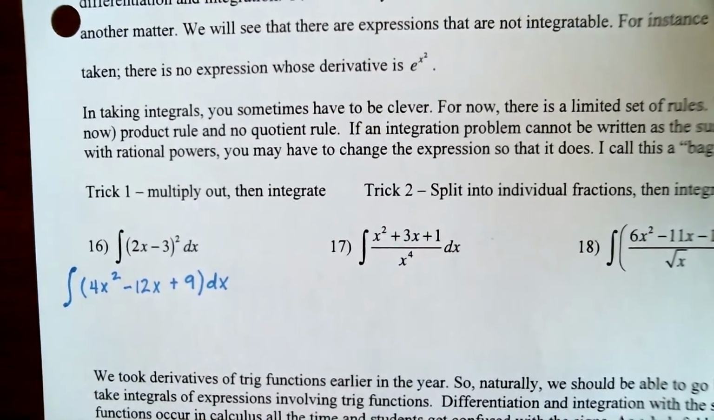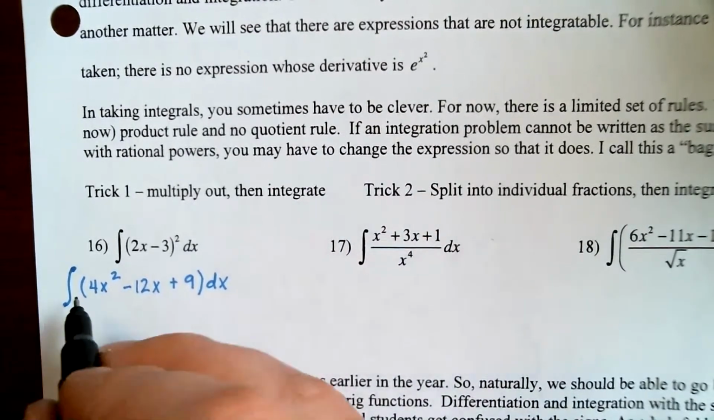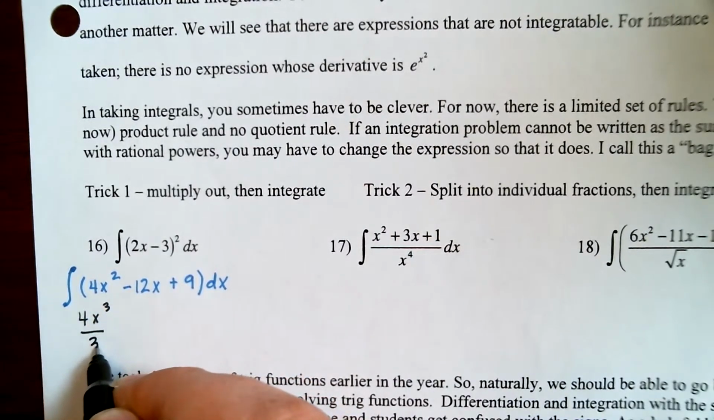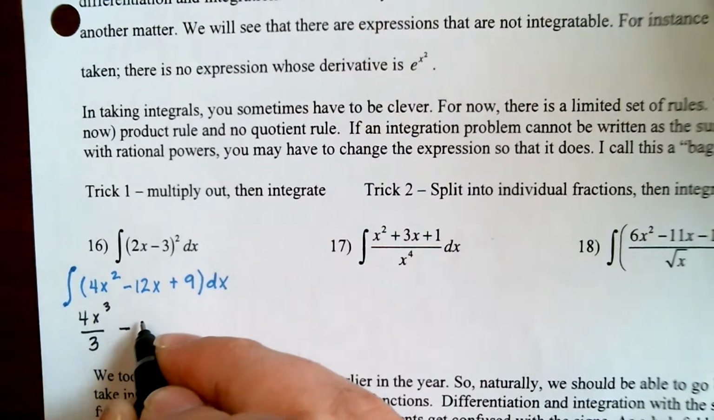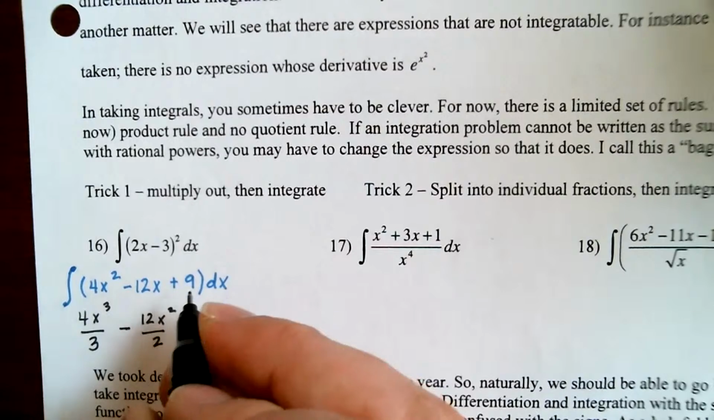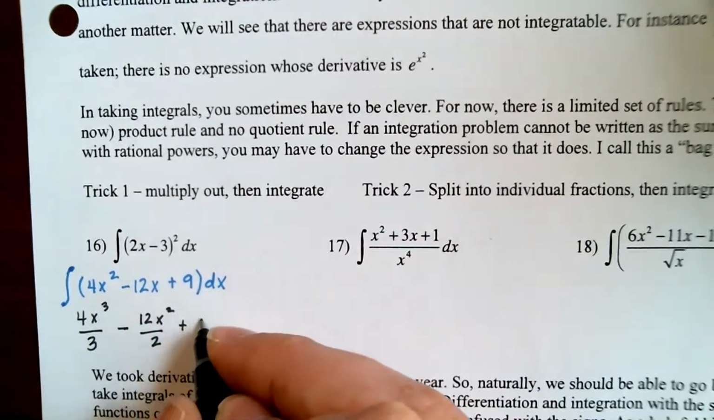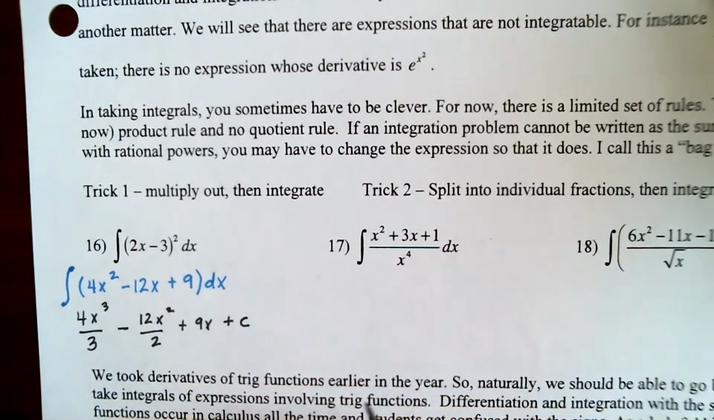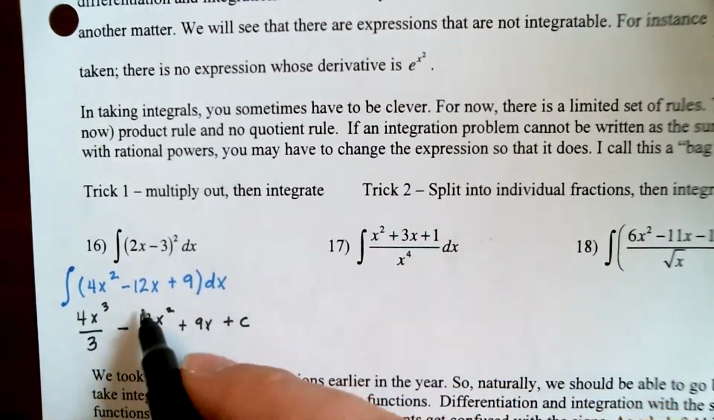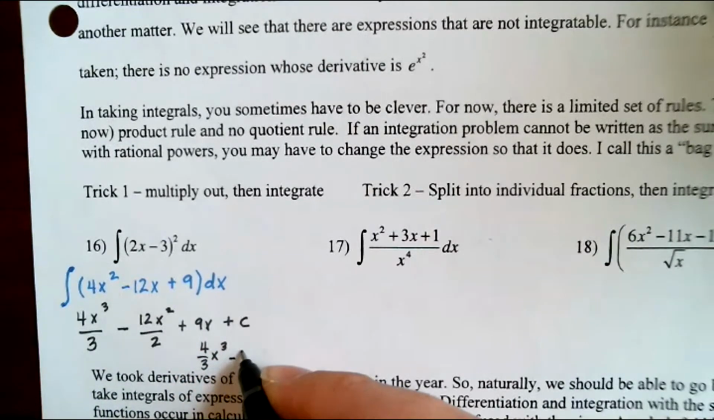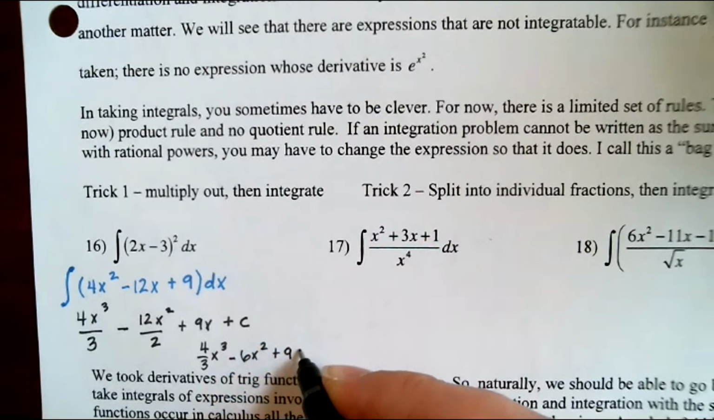Okay, so from here, I'm going to say 4x, the 4 is a constant, 4x cubed over 3 minus 12x squared over 2 plus 9x plus c. Now I can simplify this right here. So I would say 4/3 x cubed minus 6x squared plus 9x plus c.